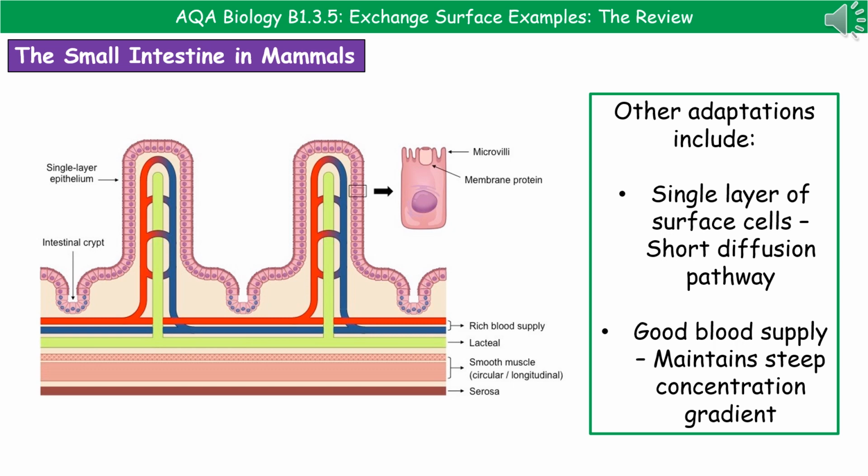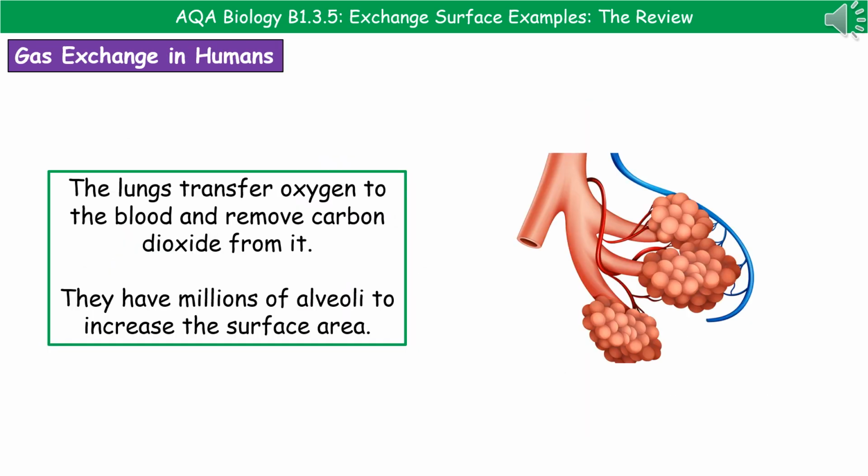The second exchange surface we're going to look at is the gas exchange surface in humans. Hopefully we do know that this is located within our lungs, and the purpose of our lungs is to transfer oxygen into the blood and remove the carbon dioxide from it. And the way that these have been adapted to help let this happen is by having millions of these structures called alveoli. So you can see them on the right there, the little air sacs. And the whole idea behind having all these millions of alveoli is to increase the surface area over which the gas exchange can take place.